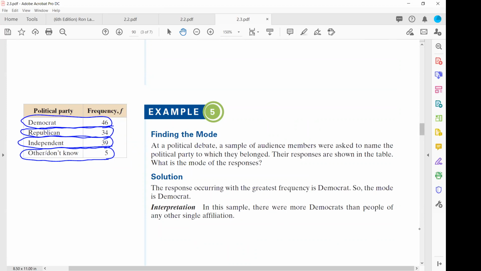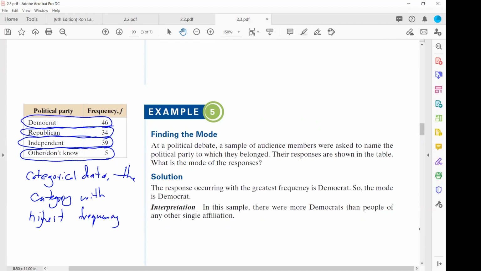So for categorical data, the category with highest, greatest frequency is the mode. Okay. The first category, Democrat, with frequency 46, it has the highest frequency, so the mode in this collection is Democrat.